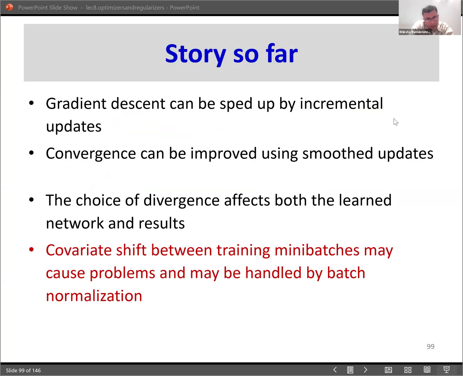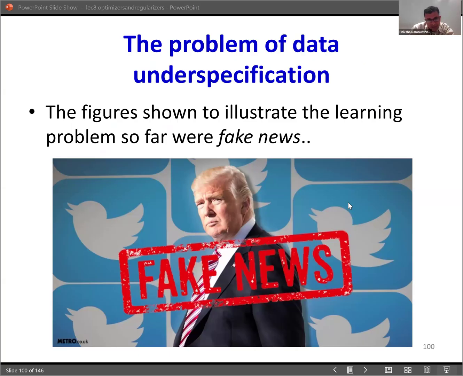And so to add to the lessons we've seen so far, covariate shift between training mini batches may cause problems and may be handled by batch normalization. So any questions so far? Any questions? Okay.